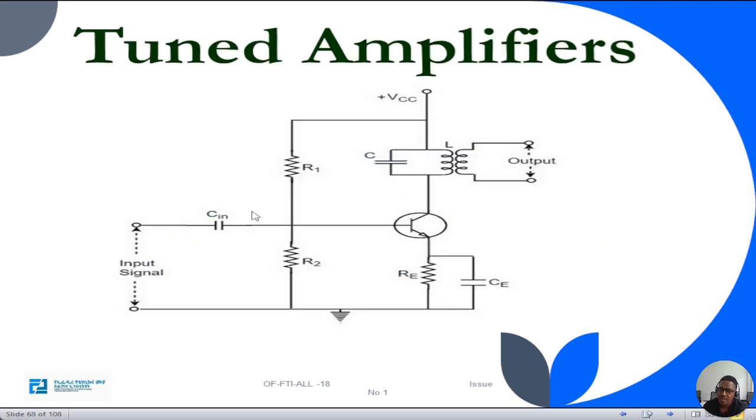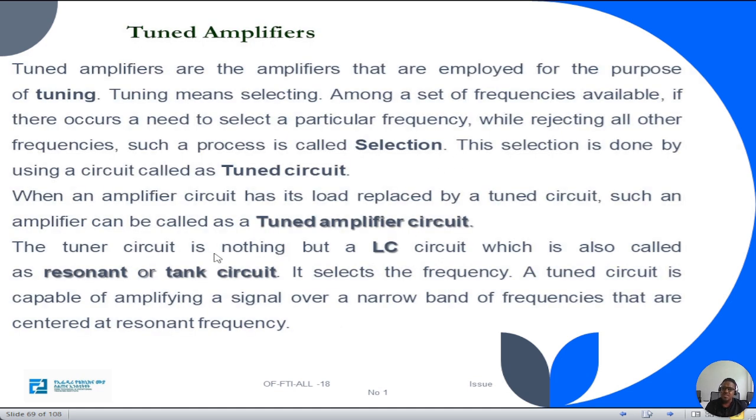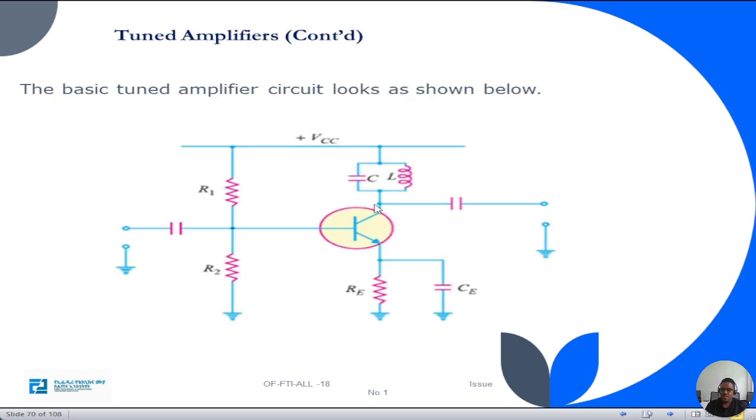This is a tuned amplifier circuit when our load is replaced by tuned circuits. The tuned circuit is nothing but an LC circuit, which is also called a resonant or tank circuit. It selects the frequency. A tuned circuit is capable of amplifying a signal over a narrow band of frequencies centered at the resonant frequency. At that resonant frequency we get the particular frequency, which is how you can watch different TVs.